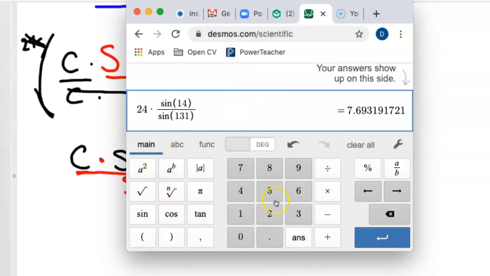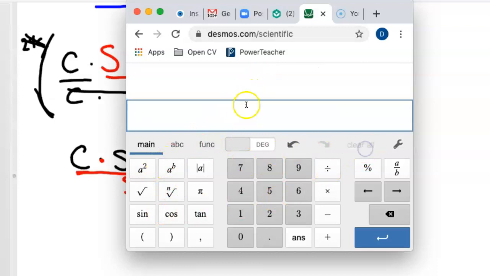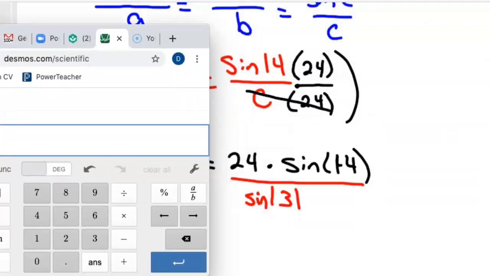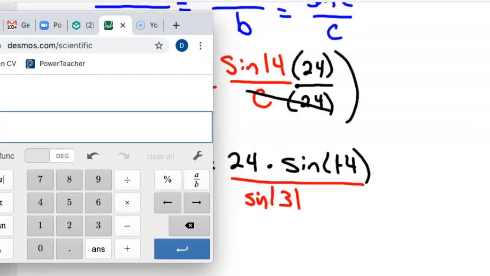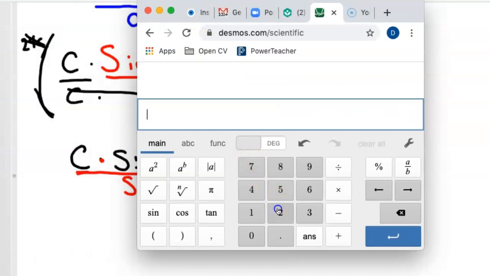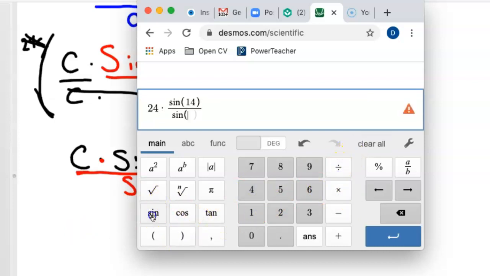I'm going to clear this thing out. Clear all. And let's just enter this just as it is. So we're going to enter 24 sine of 14 divided by sine of 131. So 24 times sine of 14 divided by sine of 131.